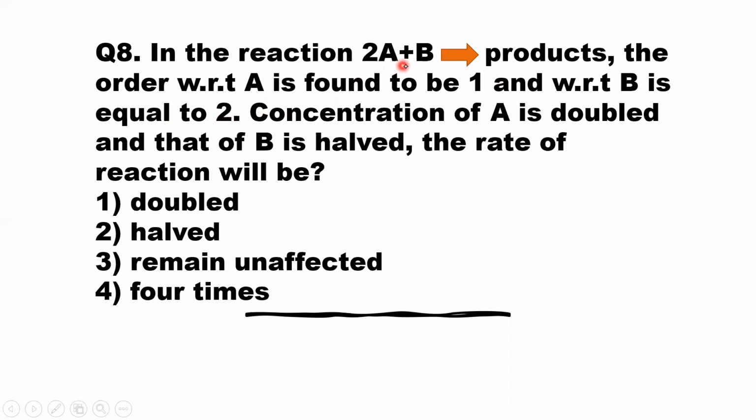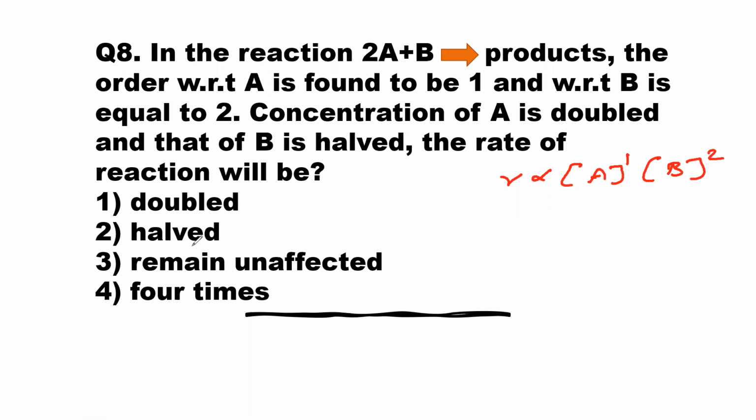With respect to A, R is proportional to A to the power of 1 and B to the power of 2. If the concentration of A is doubled and that of B is halved: A is doubled, rate also doubles, and B is halved, rate decreases by 4 times. Then the rate of reaction will be doubled, halved, remain unaffected, or 4 times. Let us solve this question. Very, very important, this type of questions.